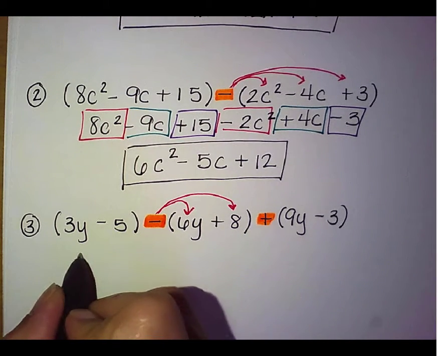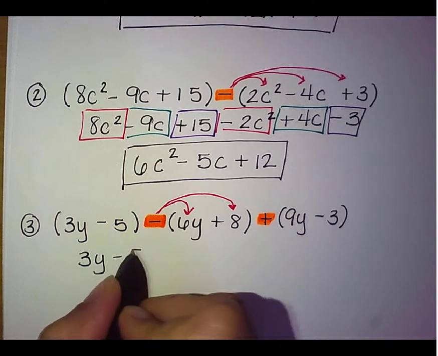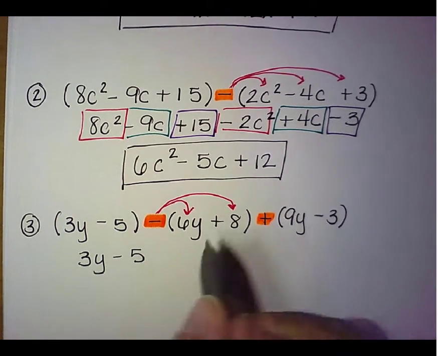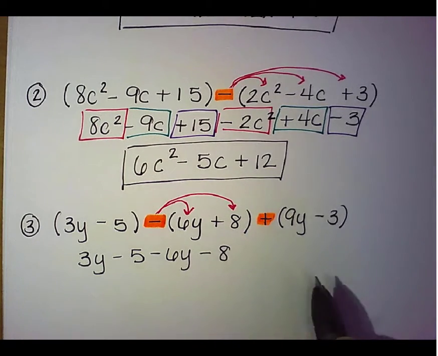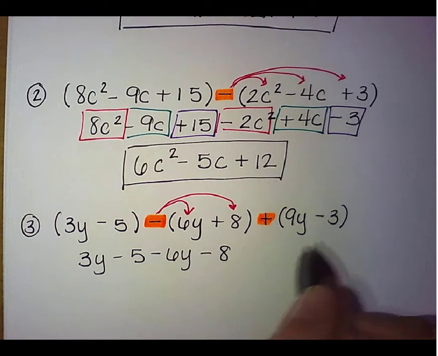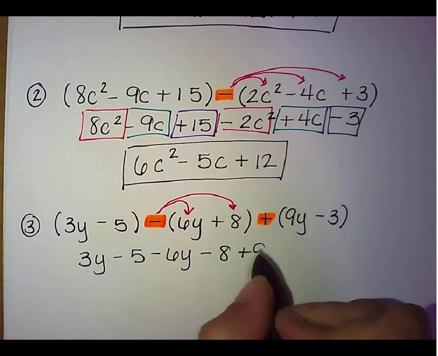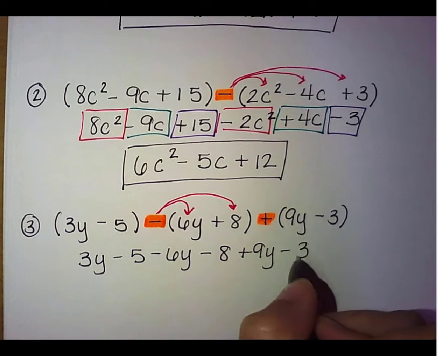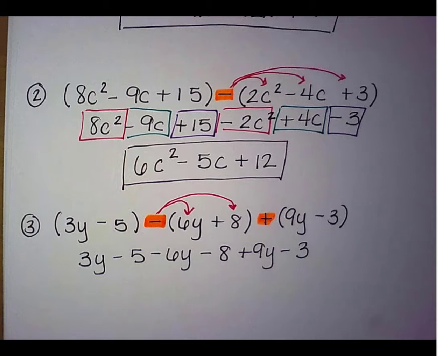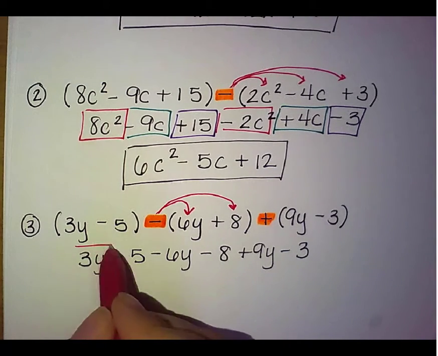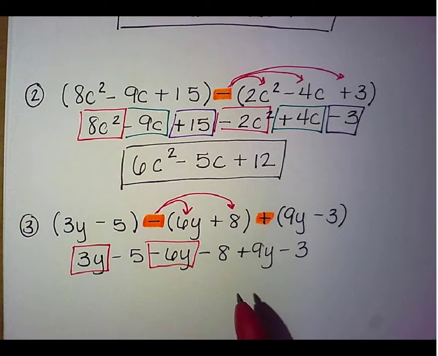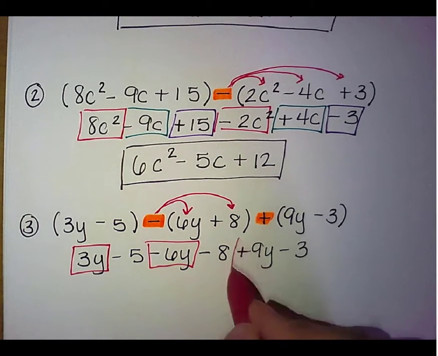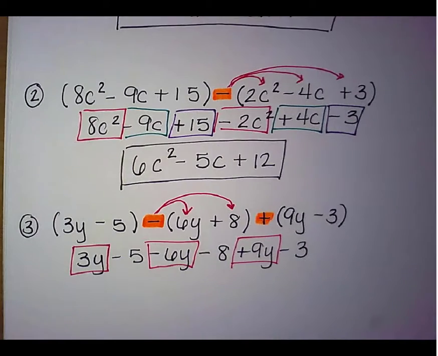So when we do this, we're going to keep our 3y minus 5. I'm going to distribute that negative, so that's going to give us negative 6y minus 8. And again, we're just going to drop this third one down, so plus 9y minus 3. And again, now we're looking for those like terms. So we've got a positive 3y and negative 6y, so that's going to give us negative 3y. And then we're going to add 9y to that, so that is going to give us a positive 6y.